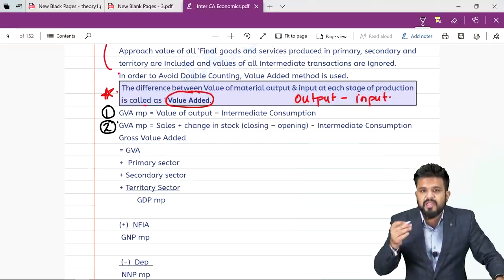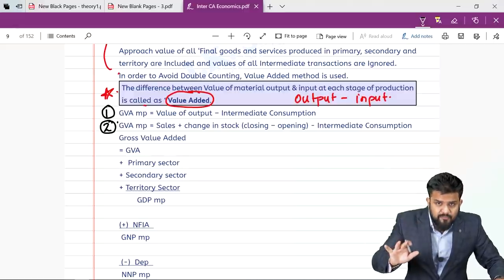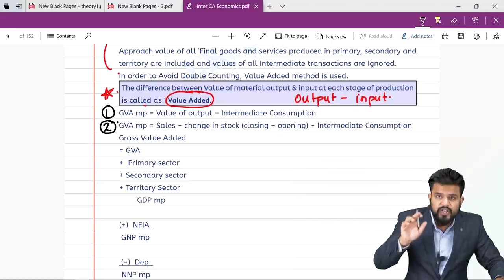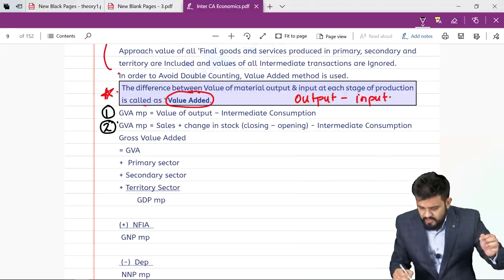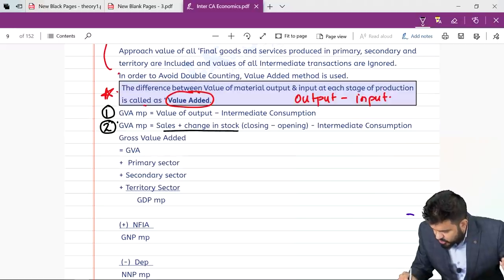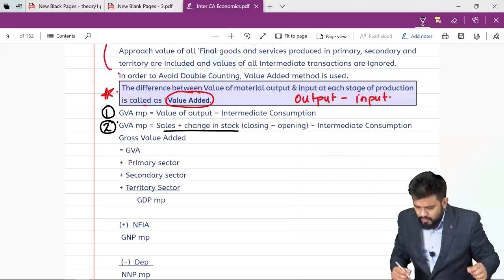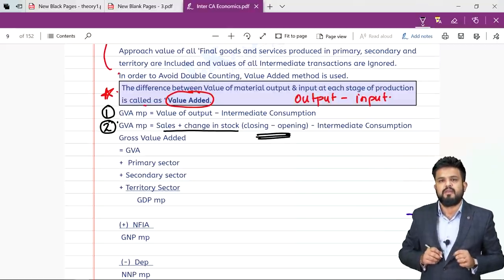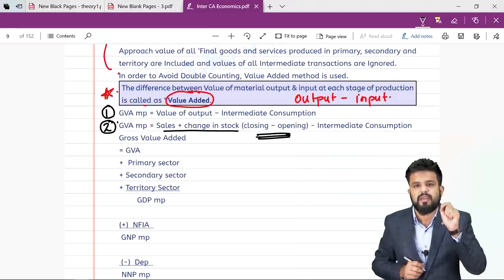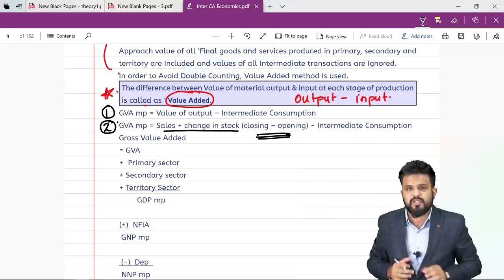So the first formula is value of output minus value of intermediate consumption. Very simple formula. Same formula we had done for GDP also in the previous videos. Second formula: sales plus change in stock. Now what is the formula for change in stock? Closing stock minus opening stock. So in the question, closing stock will be given, opening stock will be given. Closing minus opening, you get change in stock.